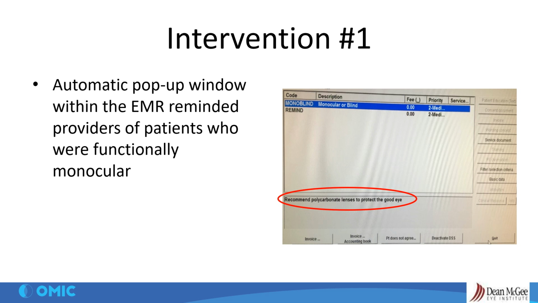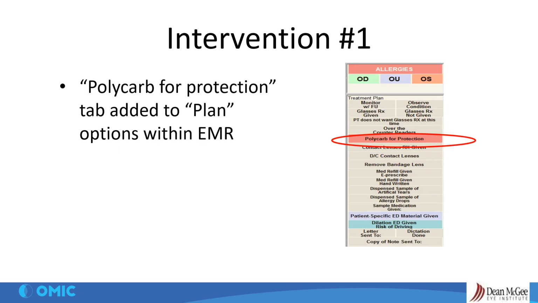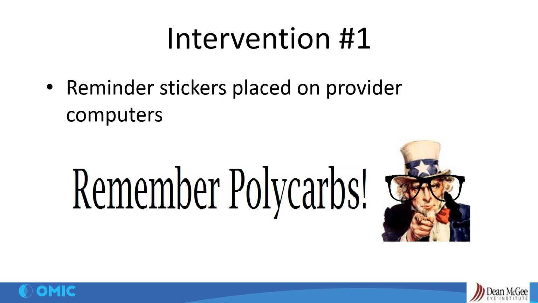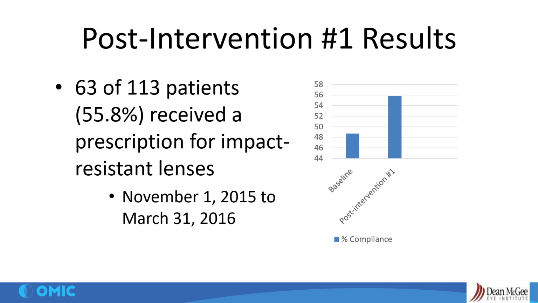The first intervention we tried was putting a pop-up window in the EHR for patients who met criteria for functionally monocular to remind them to prescribe polycarbonate lenses. We also added a tab under the plan section that was shaded in red and reminded again of the necessity of impact-resistant lenses for functionally monocular patients. And we had a clever sticker that we put on the side of the monitor screen for all computers in the lanes as another reminder. And this turned out to be somewhat successful, increasing compliance from under 50% to 56% over a 5-month observation period.